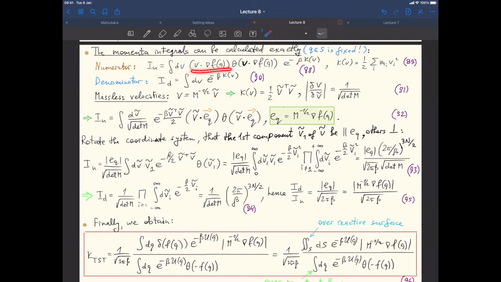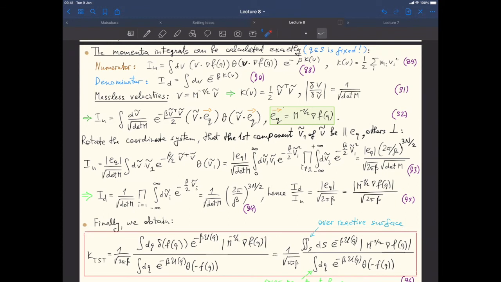The dot product of the v and the normal to the surface is replaced by the dot product of the v tilde vector and the vector EQ, which absorbs this m minus half mass. Next, this Heaviside function is similarly written as a Heaviside of the same dot product of v tilde and EQ.